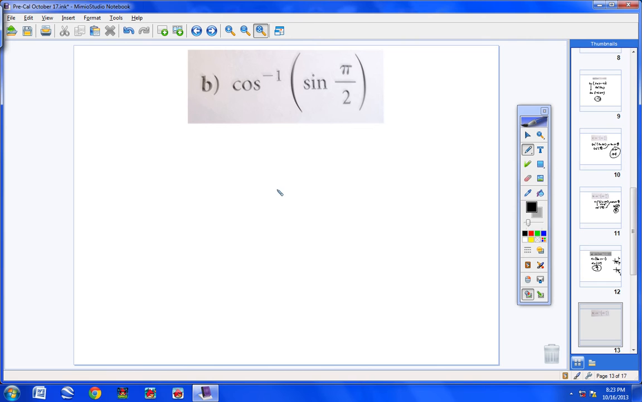All right, let's try another one. Okay, we start on the inside. So I'm going to write cosine or inverse cosine of, I would definitely convert this over to degrees, sine of 90.